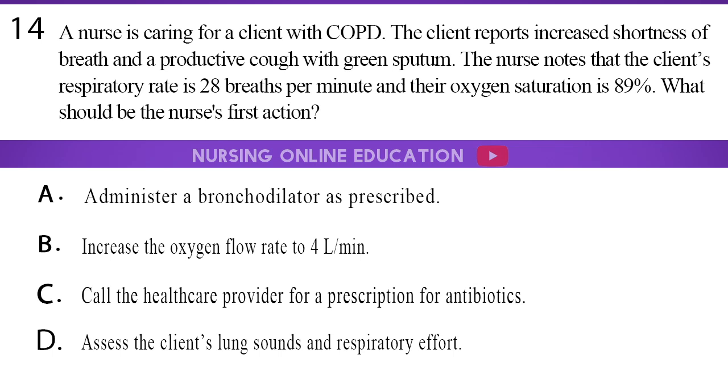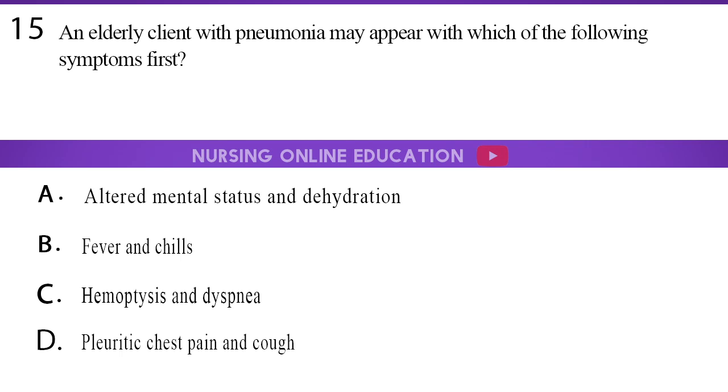B. Increase the oxygen flow rate to 4 liters per minute. C. Call the healthcare provider for a prescription for antibiotics. D. Assess the client's lung sounds and respiratory effort. The answer is option D. Assess the client's lung sounds and respiratory effort. 15. An elderly client with pneumonia may appear with which of the following symptoms first?